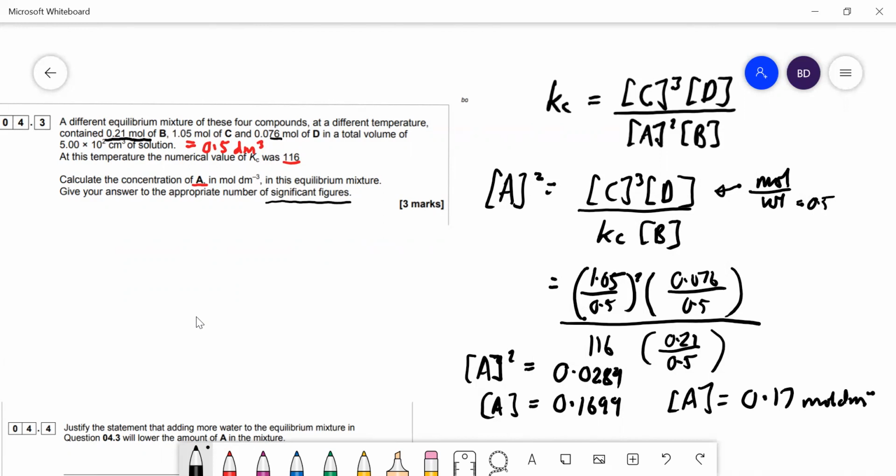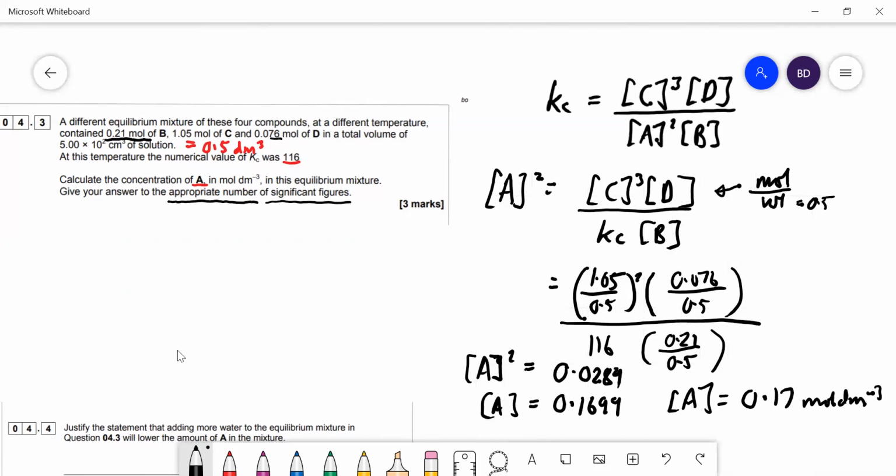They only usually do that once or twice per paper, where they're really keen on the significant figures, and they always flag it up, saying give it to the appropriate number of significant figures. So I wouldn't worry about it. Most of the time, just give 3 significant figures, but do look out for questions when it says that, and they will knock a mark off for that, which is quite a lot to lose, 1 mark out of 3 for doing all that working out. Okay.